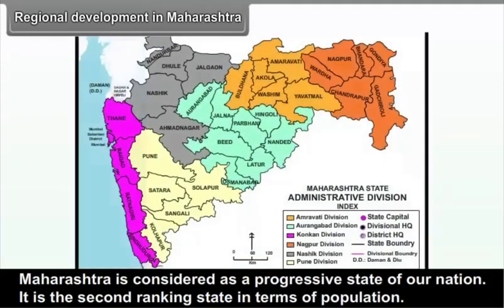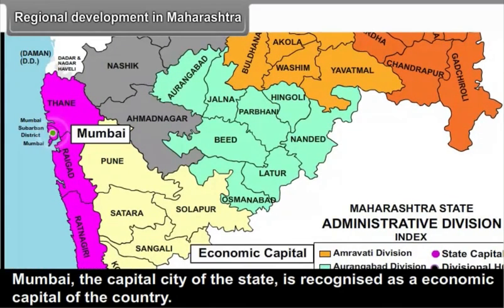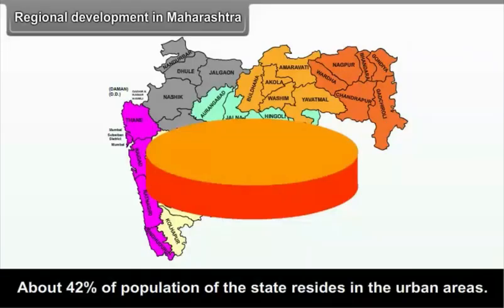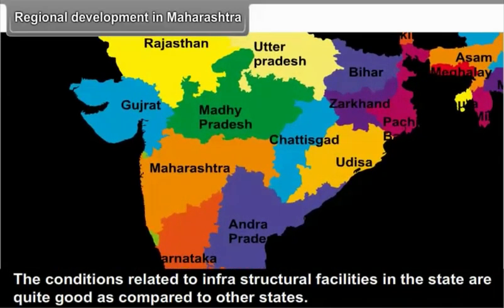(8.4) Regional Development in Maharashtra. Maharashtra is considered as a progressive state of our nation. It is the second ranking state in terms of population. Mumbai, the capital city of the state, is recognized as the economic capital of the country. It is one of the leading states as far as the urbanization and industrialization are concerned. About 42% of the population of the state resides in urban areas. The conditions related to infrastructural facilities in the state are quite good as compared to the other states.